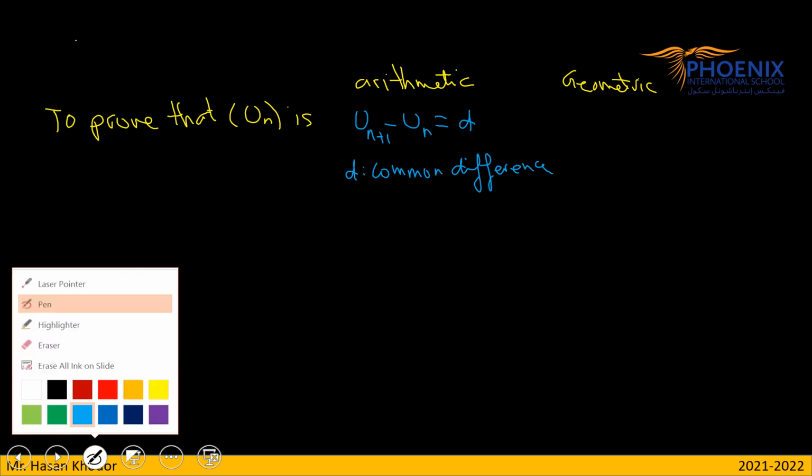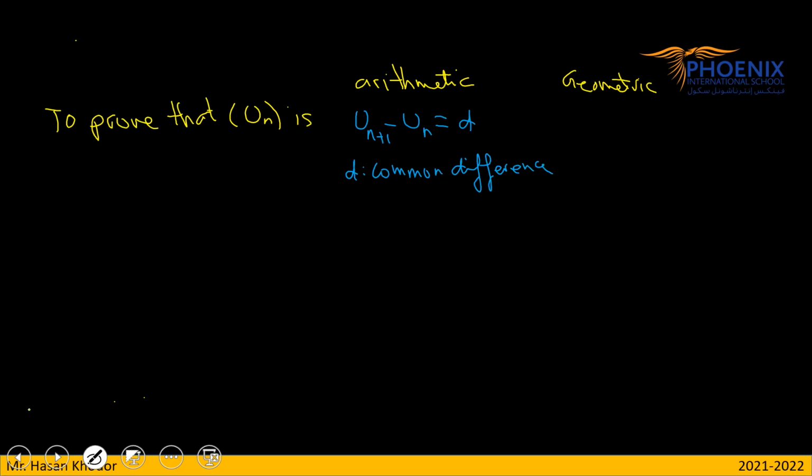Now, on the other hand, to prove that a sequence is geometric, we have to prove that the ratio of any two terms, Un plus 1 divided by the preceding term Un, is equal to a constant number, let's say r, which is referred to as the common ratio.